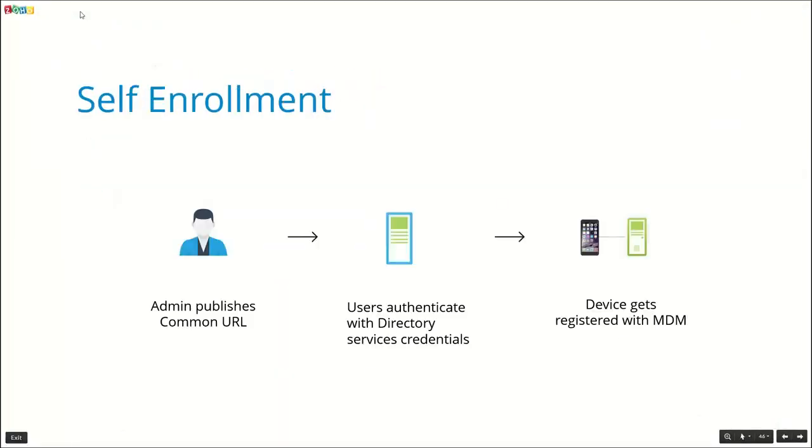And the second method of onboarding a personal device, or devices which are already in use, is self-enrollment, where an admin will publish a common URL, and the user has to access this URL, and that will download the profile or an app. Once the app has been downloaded, the user has to provide their AD credentials. If it be any directory service, they have to provide their credentials to register the devices.